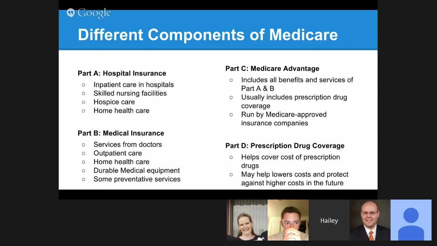Then Part C is just the Medicare Advantage. So this includes all the benefits and services of both Part A and Part B, and it usually includes prescription drug coverage. It's run by Medicare-approved insurance companies. And then Part D is prescription drug coverage, and it helps cover the cost of prescription drugs, and it may help lower costs and protect against higher costs in the future.